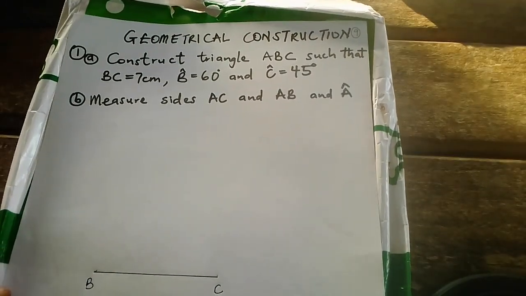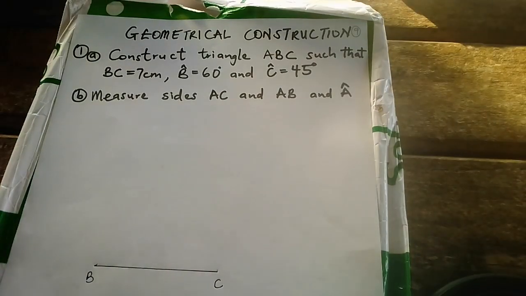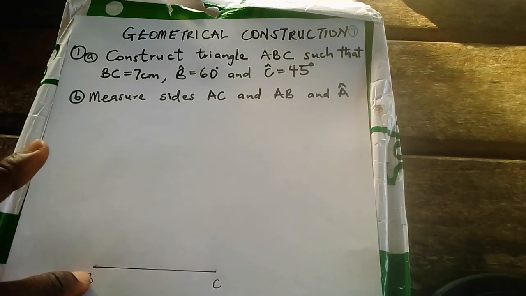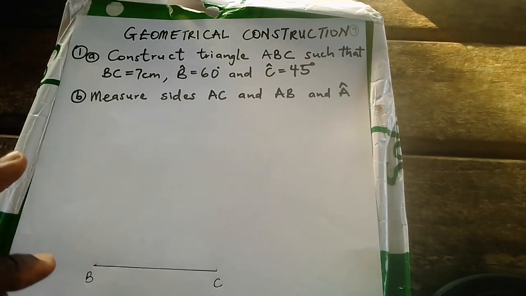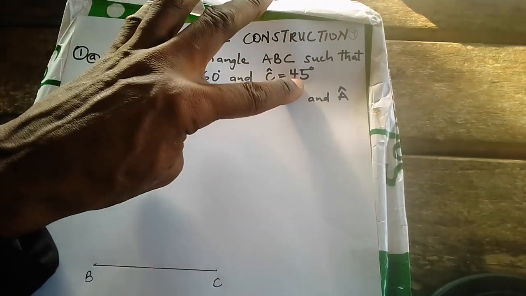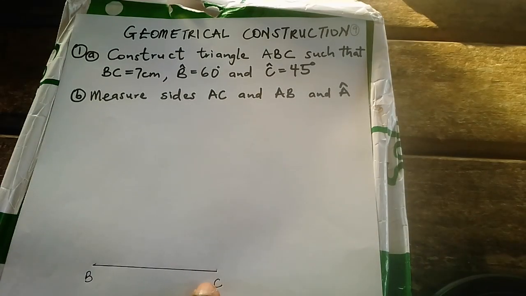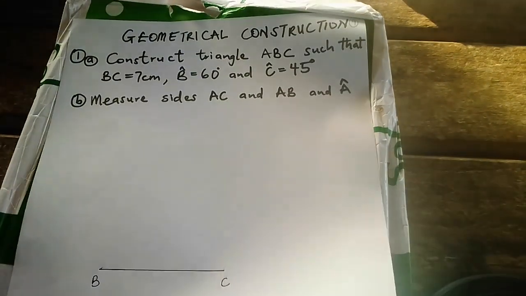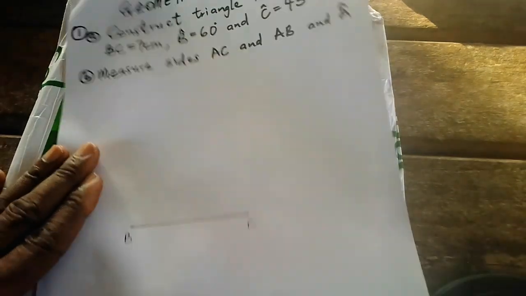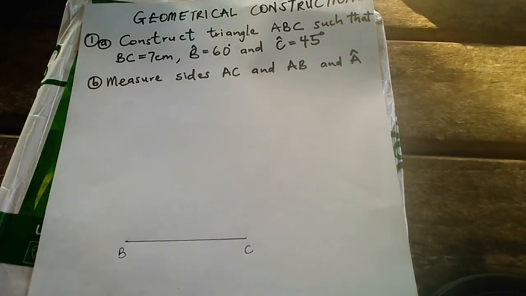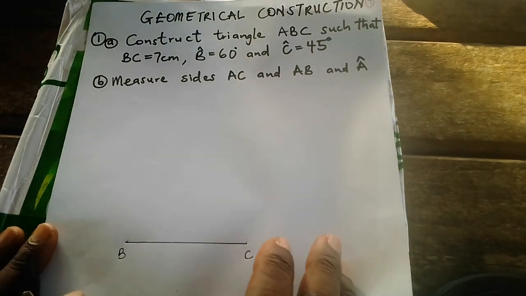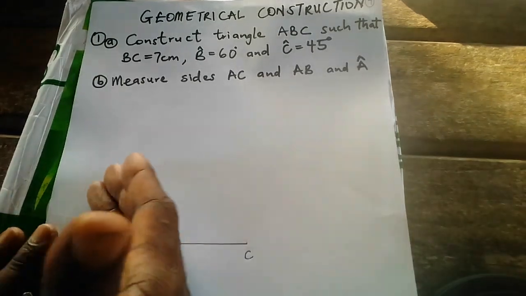Now I'm going to construct angle B as 60 degrees, and 45 degrees on C. To construct 60 degrees, I think you can still remember how. Because this is going to be a triangle, I will make my 60 degrees face this side.